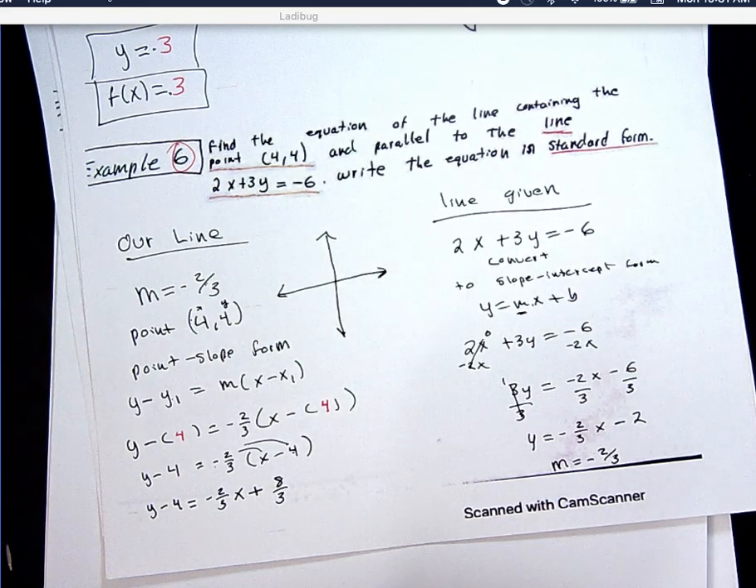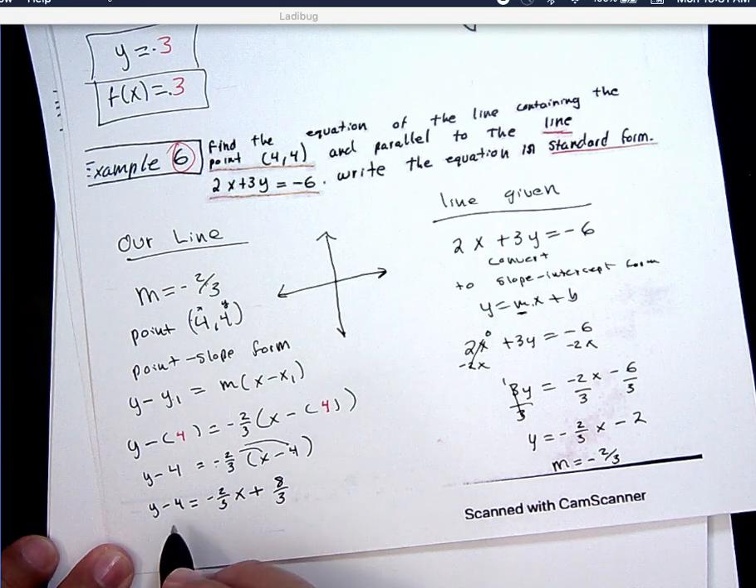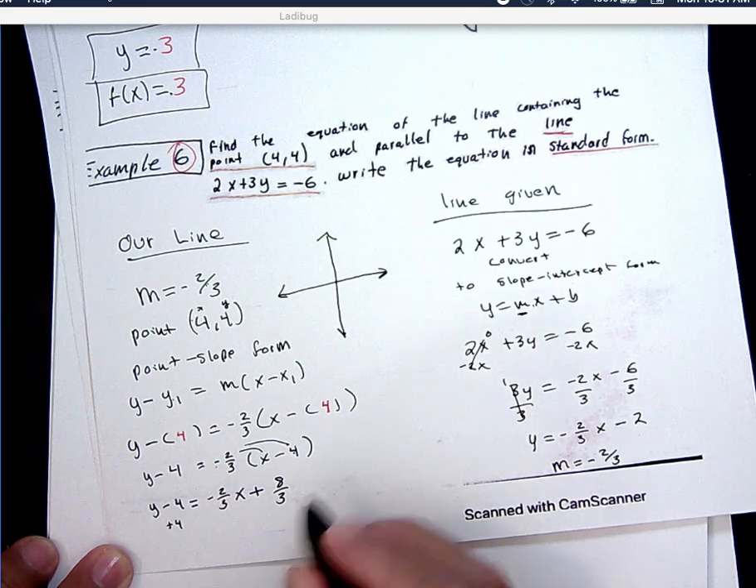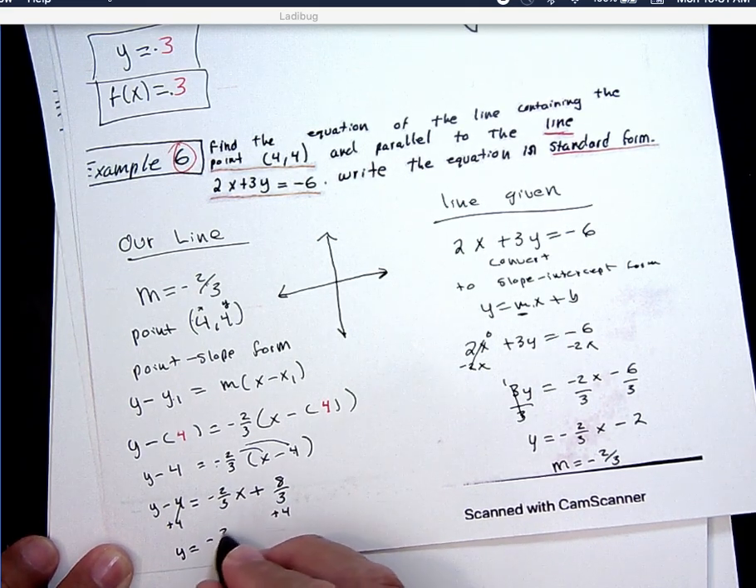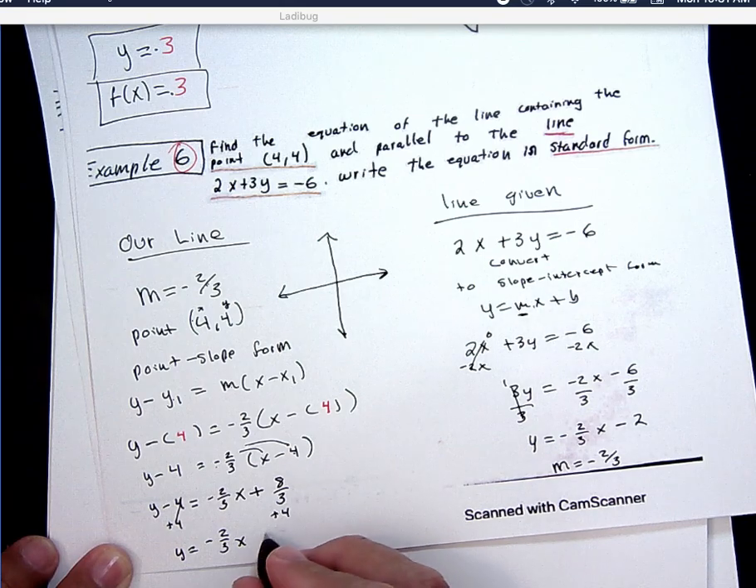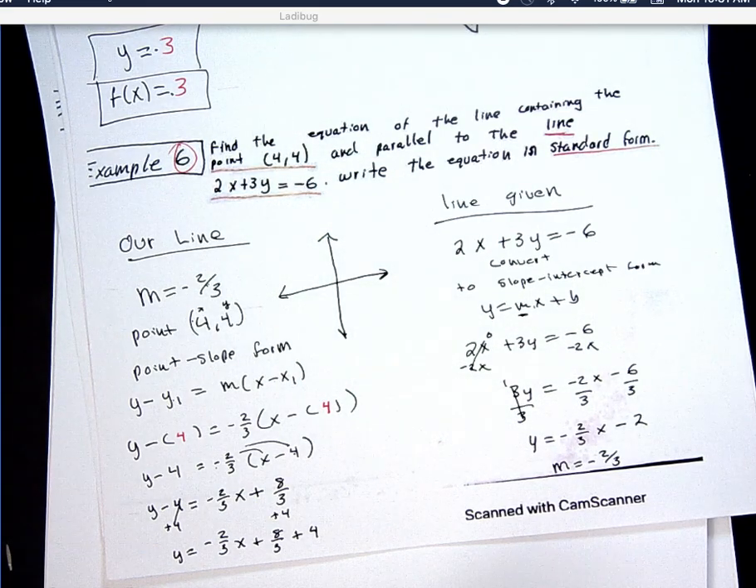Alright, 8/3. And then let's carry that 4 over to that side. So y equals negative 2/3 x plus 8/3 plus 4. Okay.